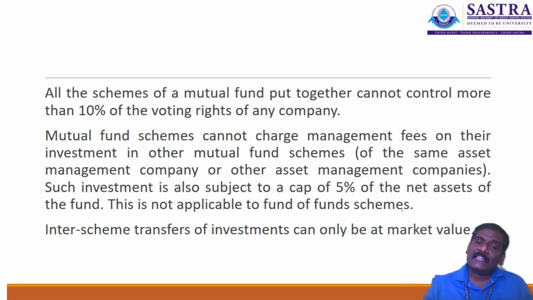They start another scheme, and in that scheme they invest 7 crores in the same company. That means 7% is invested, which with the previous one makes 9%. In another scheme, if I invest in company A, I cannot invest more than 1%. It cannot be permitted. This is the regulation imposed by the Securities and Exchange Board of India on the asset management company: it cannot invest more than 10% across the different schemes in a single company.